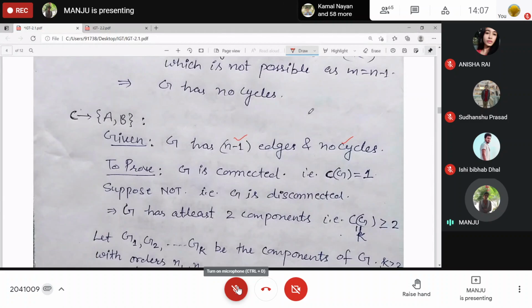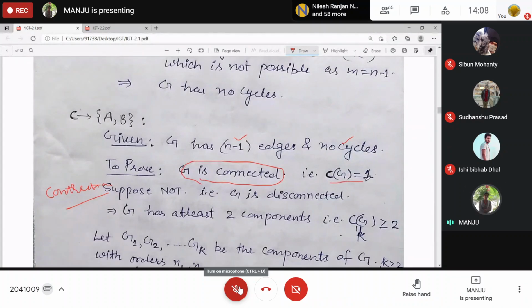It means there should be only one component, right? G is connected if and only if the number of components is 1. Now I'm proving by contradiction or contraposition, whatever you say. When we prove by contradiction, how do we start? We take the opposite, the negation of Q. That is, suppose G is not connected. Not connected means components are more than one, right? G is disconnected means G has at least two components.